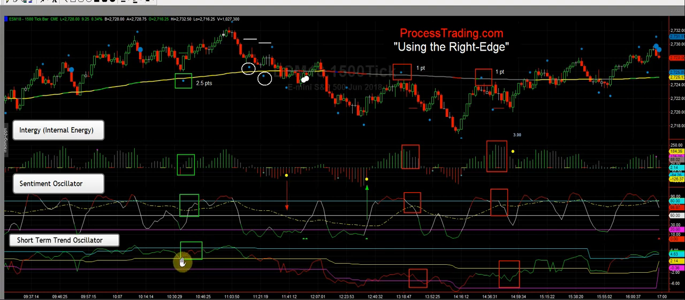That was the end of the pullback, and now it starts to slope up. So that's significant. Again, we have complete agreement in the three indicators. We place our trade here using the trade management technique that was outlined, and it ascends, and we capture 2.5 points there.